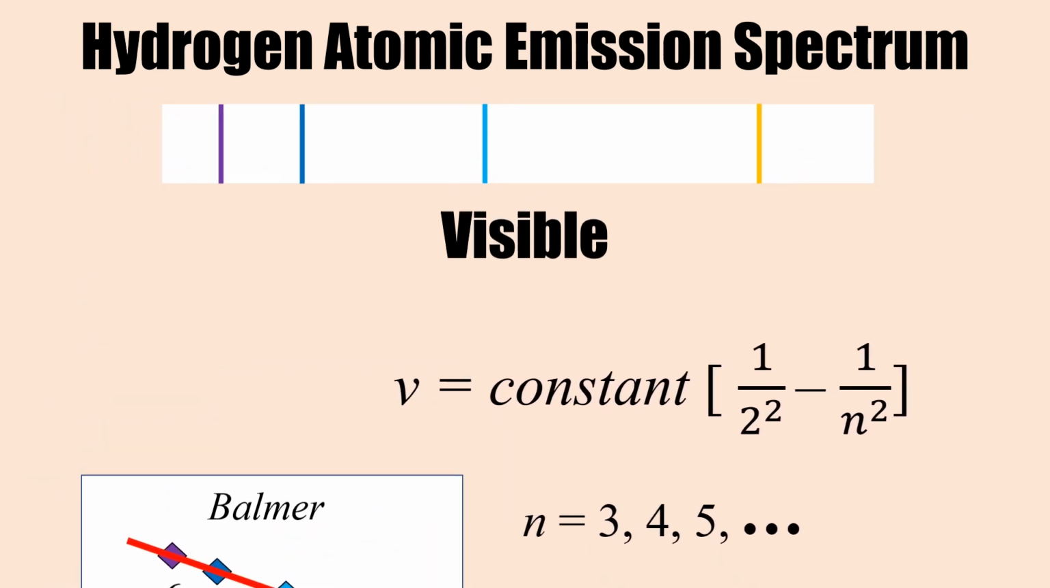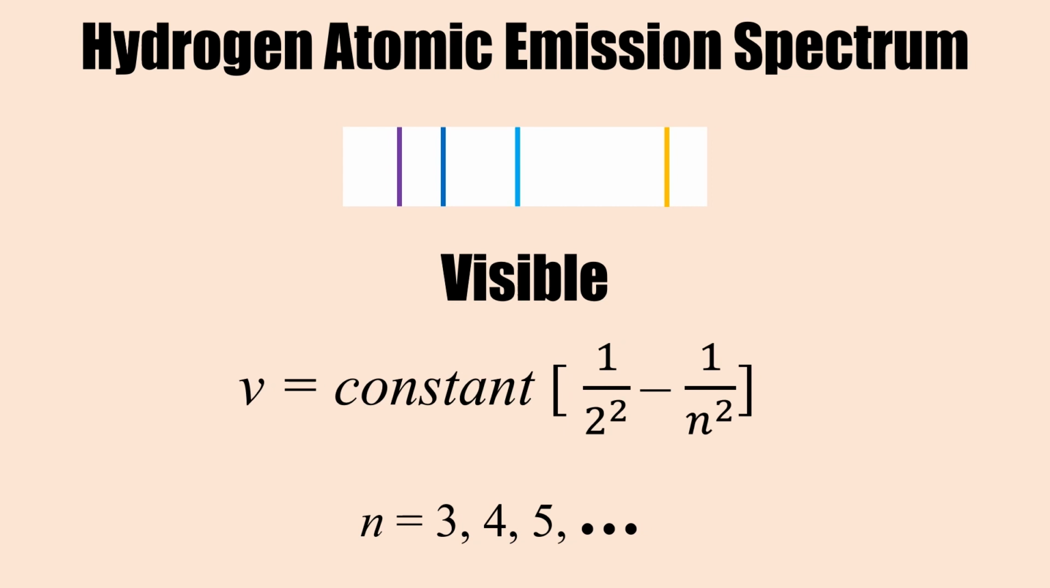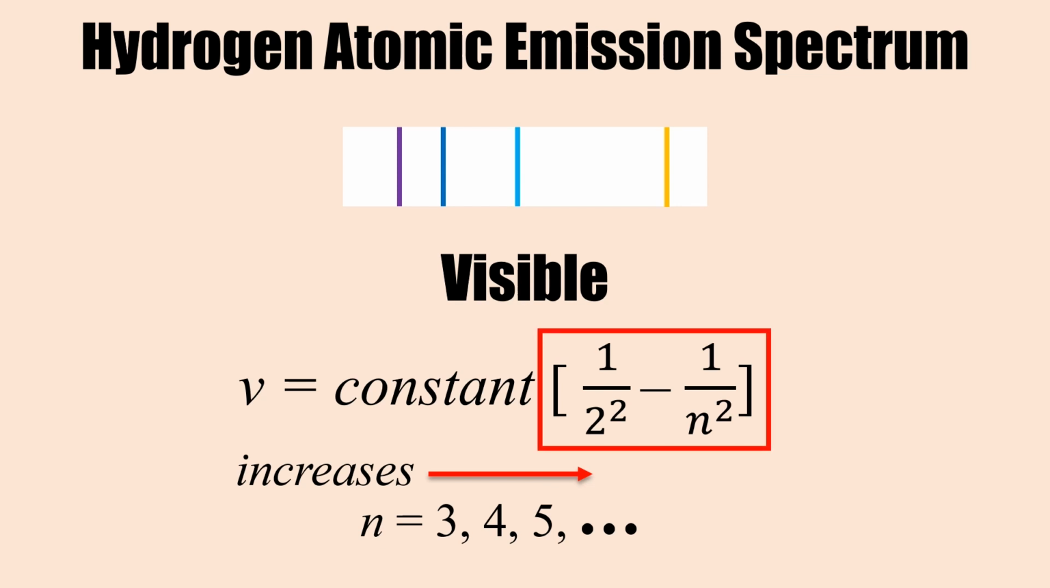Balmer's equation also accounts for the convergence phenomena of these lines. As n increases, the difference in 1 over 2 squared minus 1 over n squared decreases, explaining why the lines in the spectrum converge.